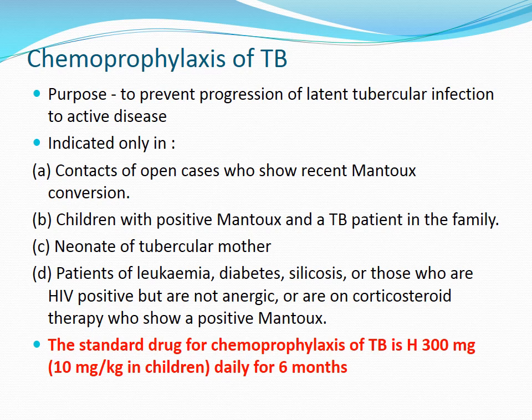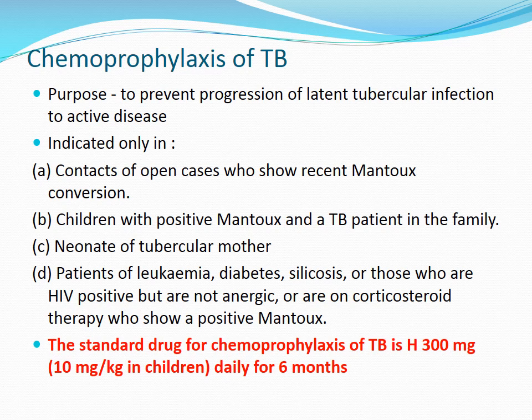Now going to the next, there is chemoprophylaxis of tuberculosis. This is not very routinely followed in our country. But the purpose of chemoprophylaxis: chemoprophylaxis means giving the drug as a prophylaxis before the disease develops. So what is our purpose? To prevent the progression of latent tubercular infection to active disease.